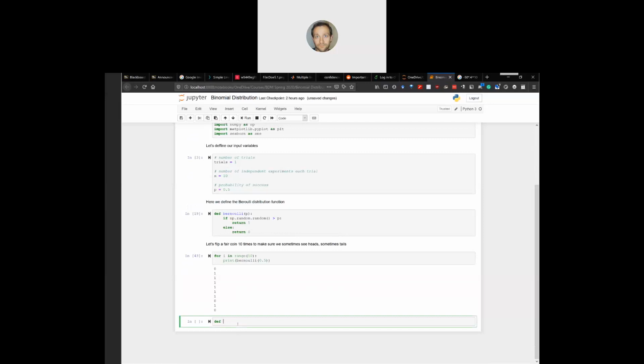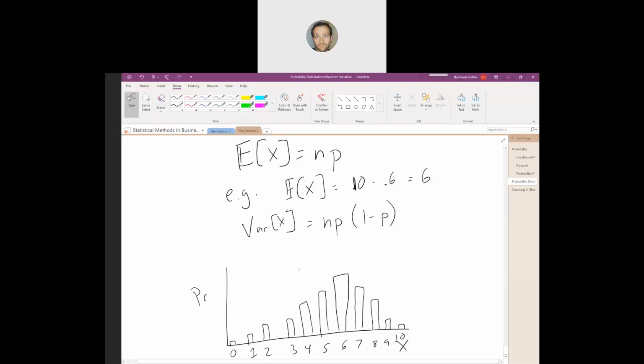So functions are started with the word def for definition, then you give it a name. Here, I'll call this binomial. And the binomial distribution needs the number of trials and the probability of success. I'll remind you here.